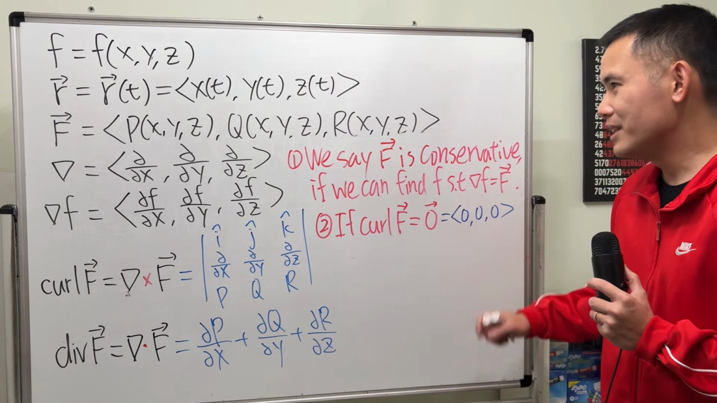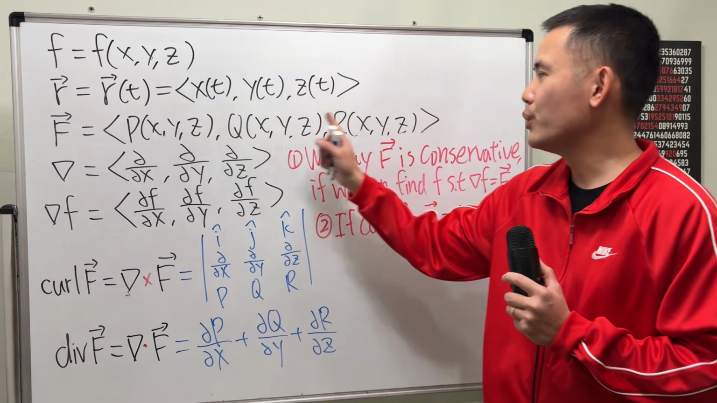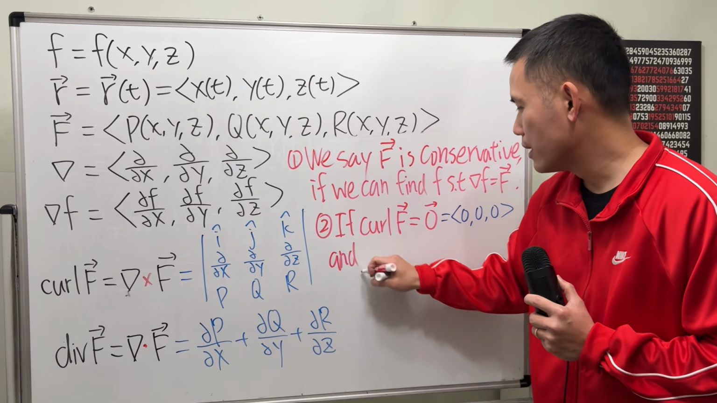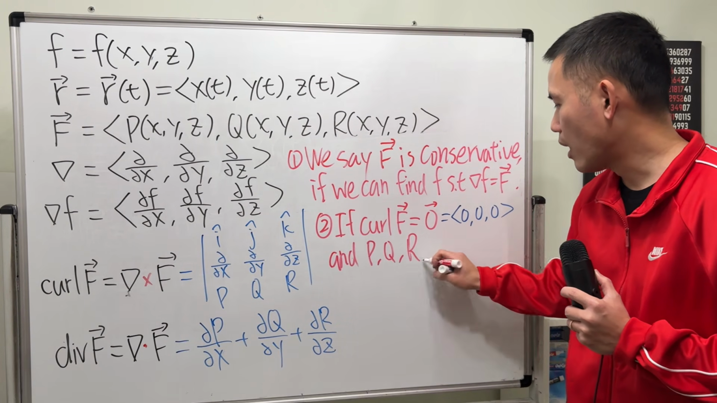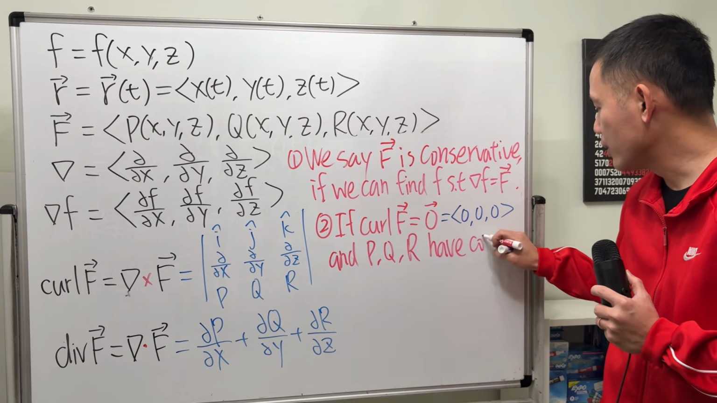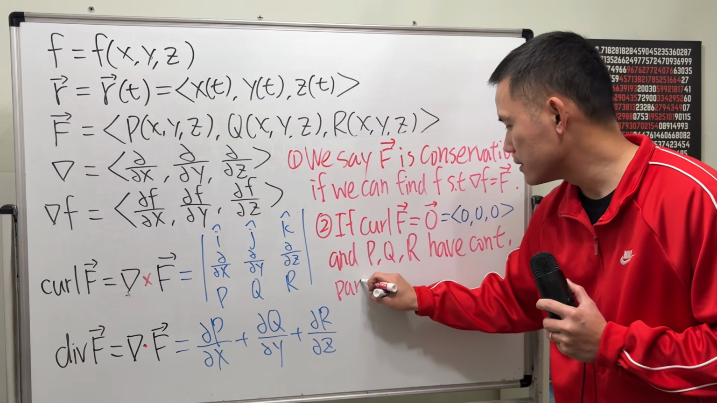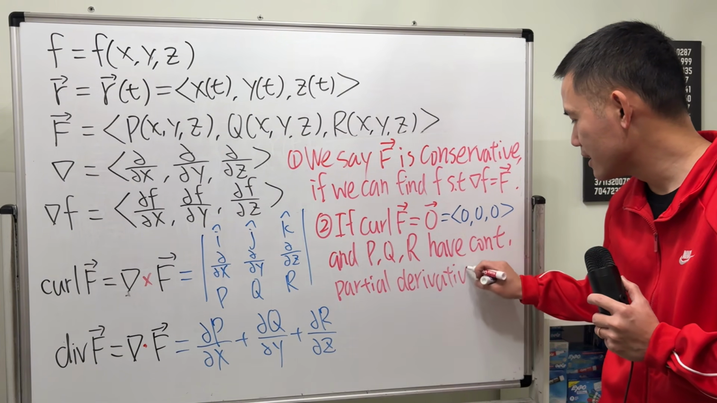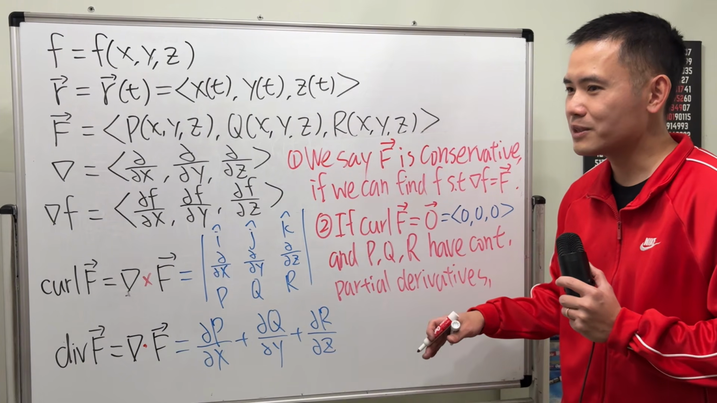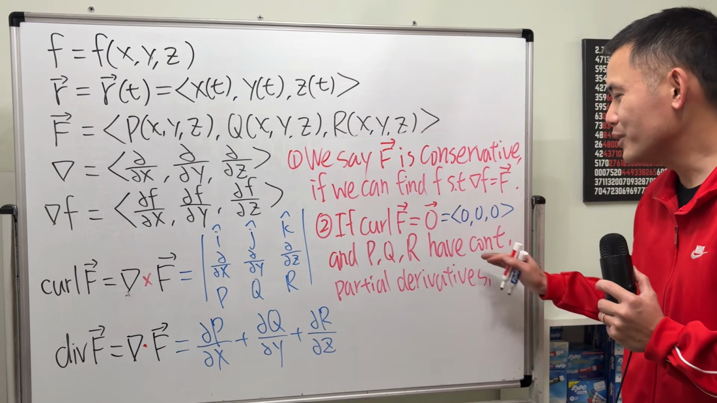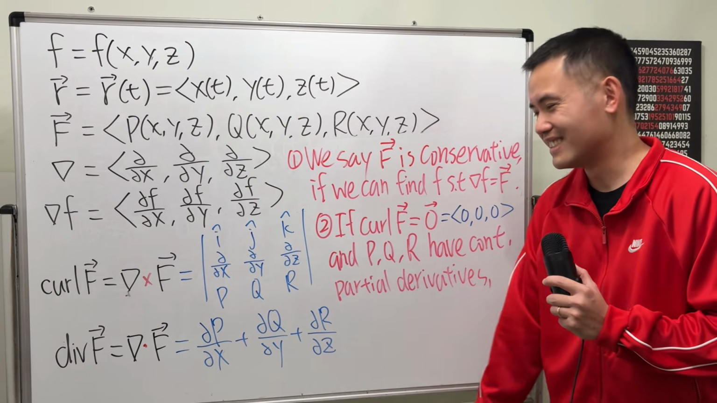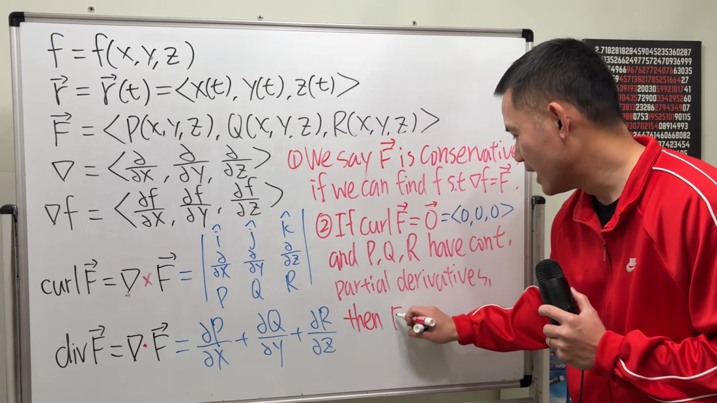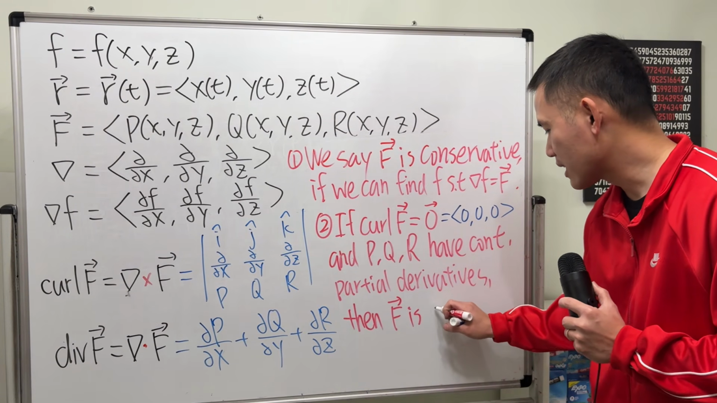You can almost always be sure that our capital F is conservative. However, more details coming. We have to make sure that P, Q, R are nice. How nice is nice? I'm going to write that down for you. If P, Q, R have continuous partial derivatives. It's not that they have nice cars or nice houses. It's that they have continuous partial derivatives. That's how they are nice. When we have all that, then we can be sure that our vector field F is conservative.